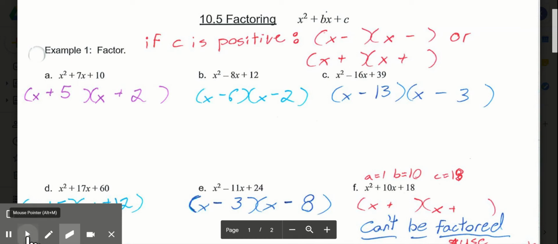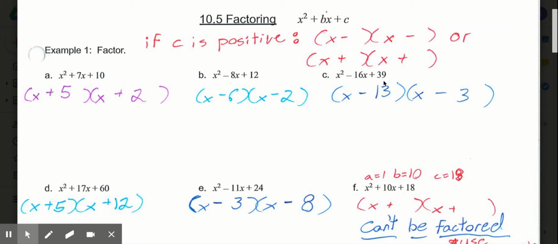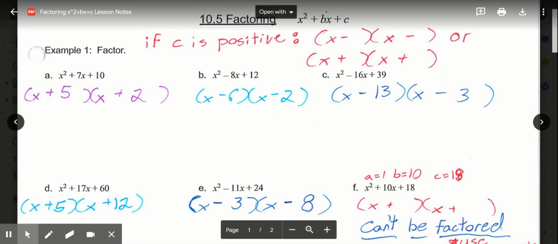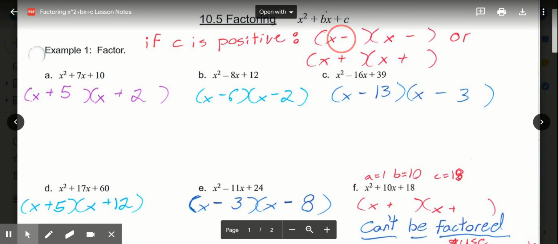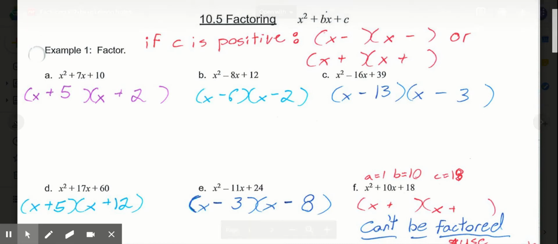And then in C, x squared minus 16x plus 39. So again, because it's a positive at the end here, I'm looking for factors that multiply to be 39 and add to be 16. But because the middle number is a negative, I'm going to use my top setup here of x minus and x minus. So then, what numbers multiply to be 39 and add to be 16? That would be 13 and 3. So our final answer is x minus 13 and x minus 3.